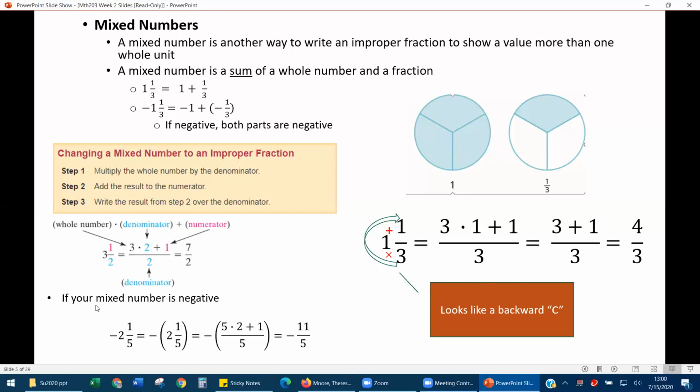So if your mixed number is negative, remember both portions are negative, but when you're changing it to an improper fraction, you keep the sign separate. Don't assume that you're multiplying a negative times a negative here. Pull the negative out, forget about it for a minute, and then you would just take 5 times 2 plus 1, which is 11 over 5, and then put your negative back in.